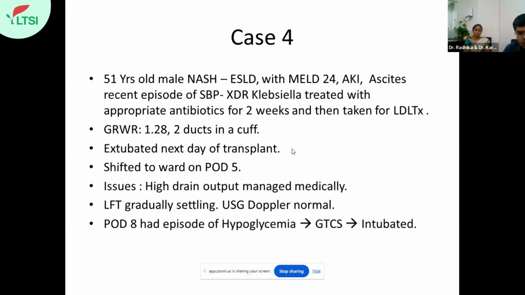The only issue was a high drain output, which was managed medically. LFTs were gradually settling and ultrasound Doppler was normal. On post-op day 8, he had a sudden episode of hypoglycemia followed by a generalized tonic-clonic seizure, was shifted to the ICU and intubated.